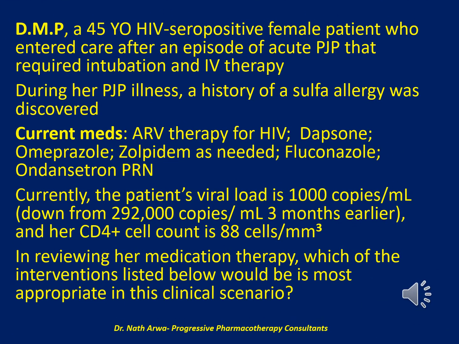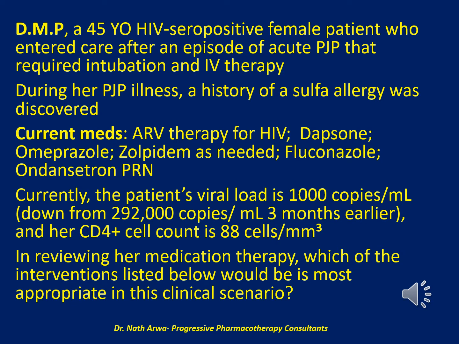And the next question reads: DMP is a 45-year-old HIV seropositive female patient who entered care after an episode of acute PJP that required intubation and IV therapy. During her PJP illness, a history of a sulfa allergy was discovered. Her current meds include ARV therapy for HIV, dapsone, omeprazole, zolpidem as needed, fluconazole, and ondansetron PRN. Currently, the patient's viral load is 1,000 copies per milliliter, down from 292,000 copies per milliliter 3 months earlier, and her CD4+ cell count is 88 cells per cubic millimeter.